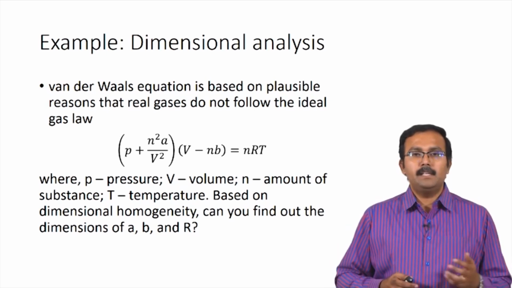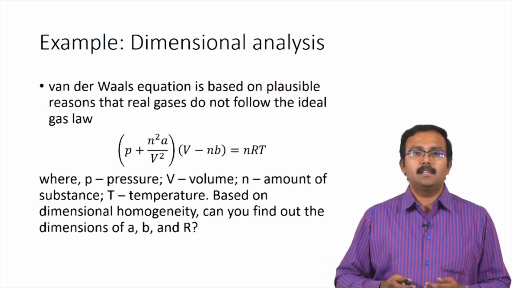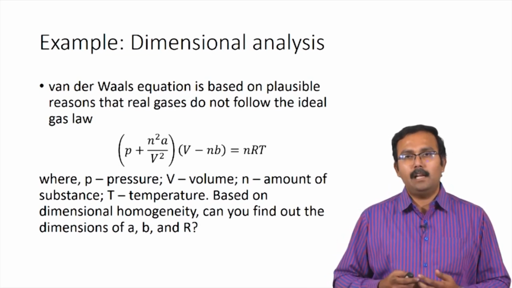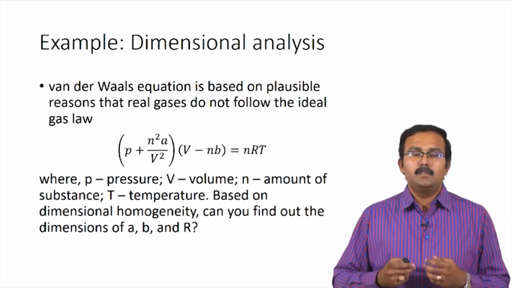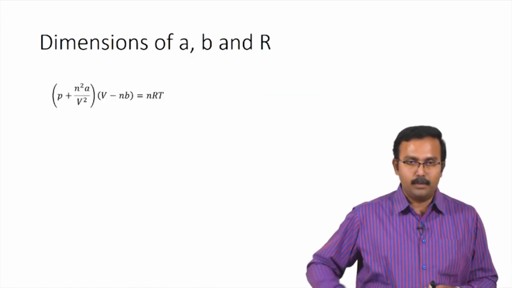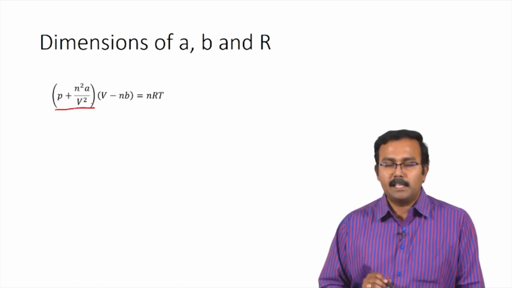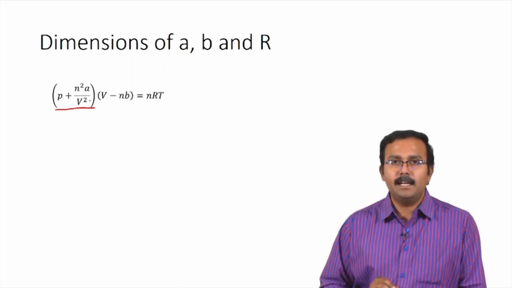Here P is pressure, V is volume, N is the amount of substance, T is temperature, and based on dimensional homogeneity, you have been asked to calculate the dimensions of the constants A, B and R. To do this, we first can take the first term alone. The first term has two aspects: one is the pressure and the other is the term which contains A.